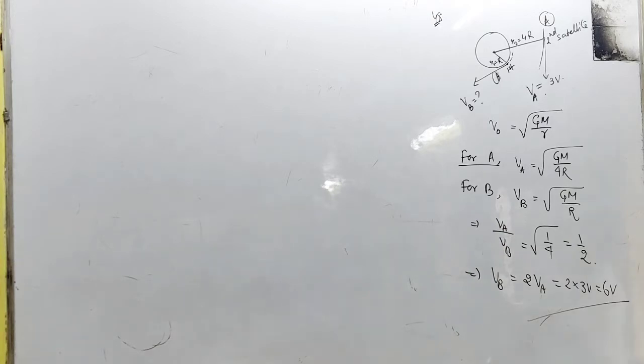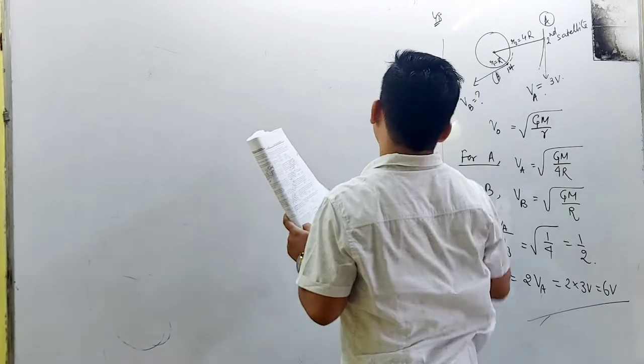Question number 49: change of orbit. Our formula will be very simple: capital G, capital M, small m divided by 2 into (1 by r1 minus 1 by r2). It says that changing of the orbit will require some extra work done. So your option number 3 is our correct answer.